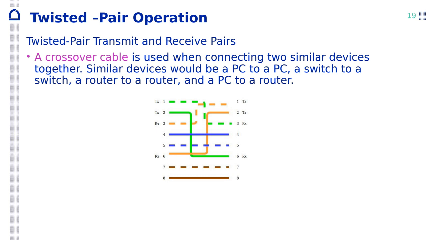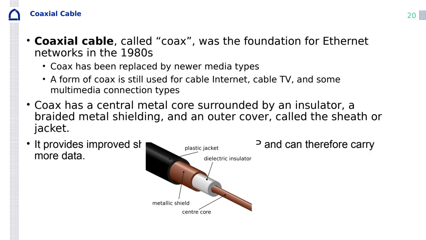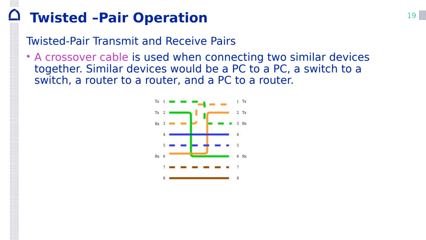A crossover cable is used when connecting two similar devices, اللي هو cross cable, crossover cable, يعني PC to PC, okay? Or switch to switch, router to router, or a PC to router also. Okay, here I have 1 is connected to 3, 2 is connected to what? 6. And 3 is connected to what? 1, right? 7 to 7, 8 to 8. So this is a crossover cable.